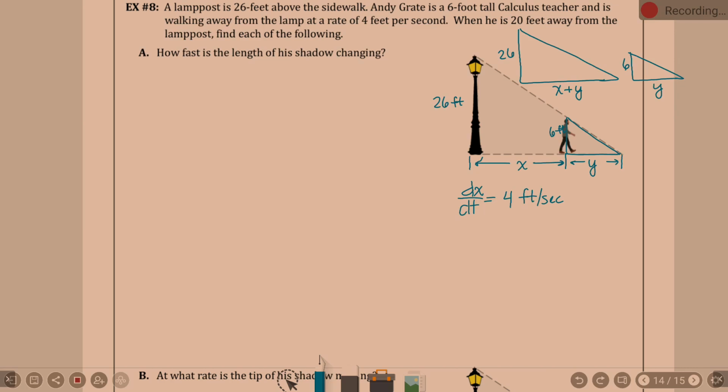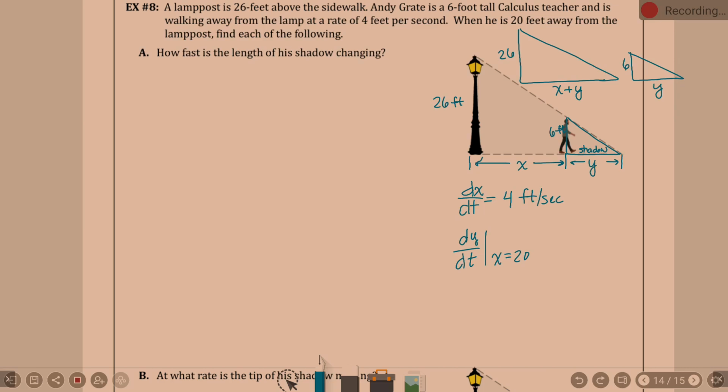So the distance from him to the lamp is changing at a rate of 4 feet per second. When he is 20 feet away from the lamp, when X equals 20, we're looking at how fast is the length of his shadow changing. Where is his shadow? Y. Behind him? The light is shining from behind him, so his shadow is in front of him. His shadow is Y, so dy/dt is what we're being asked to find.